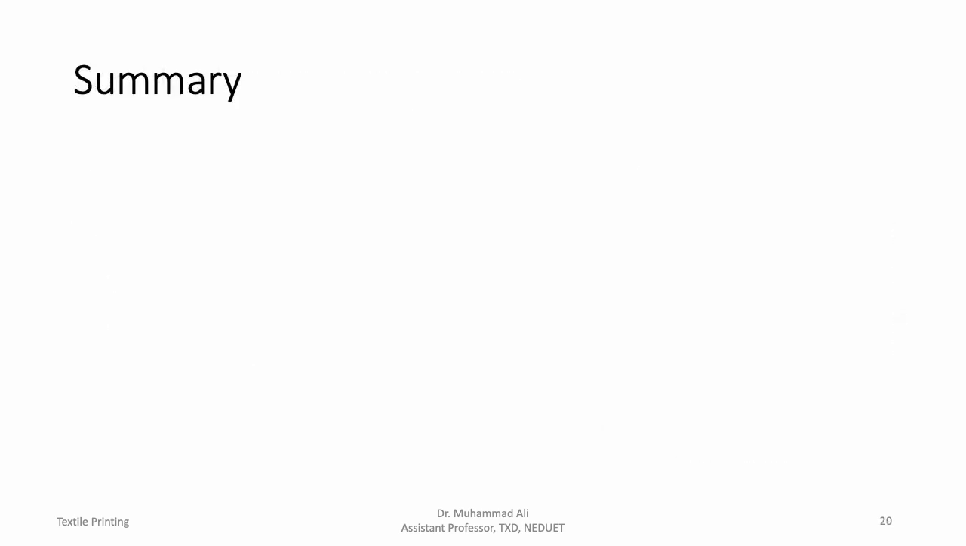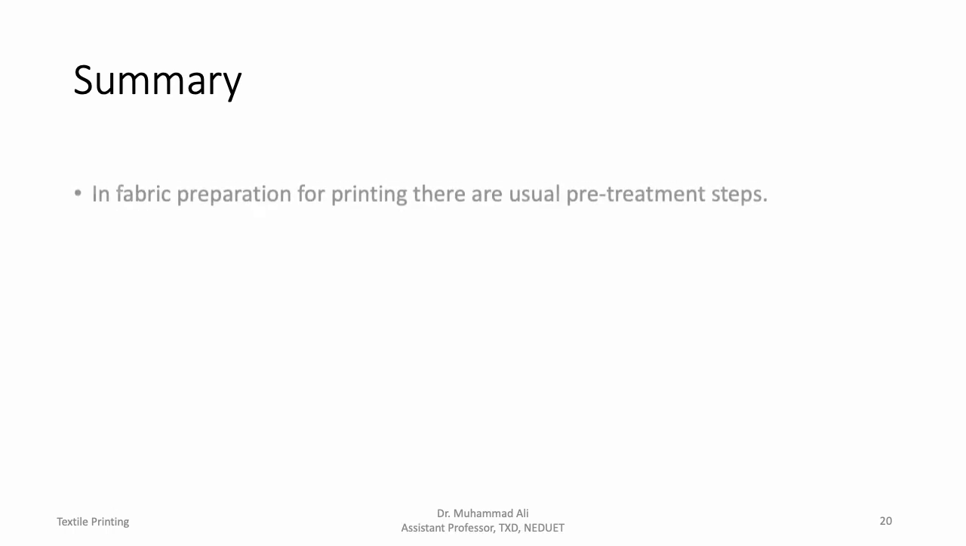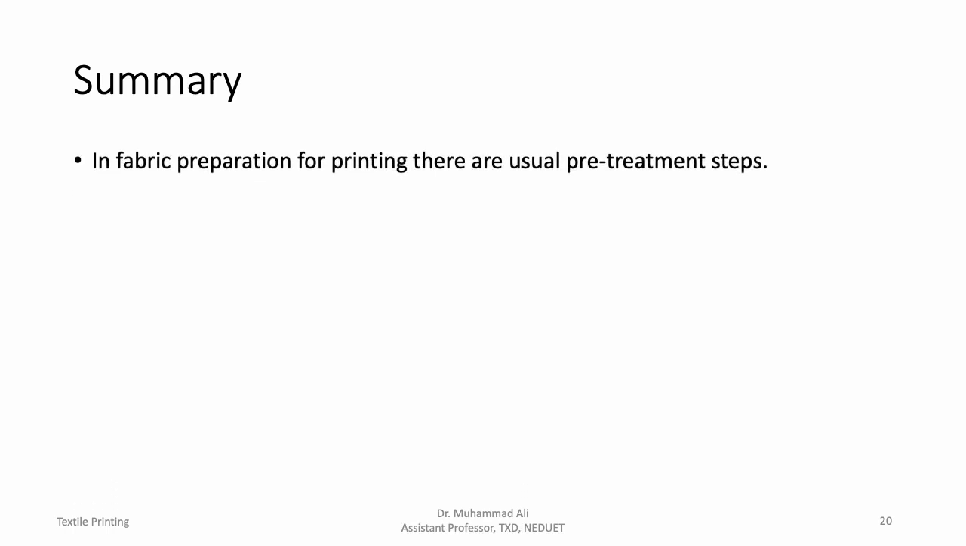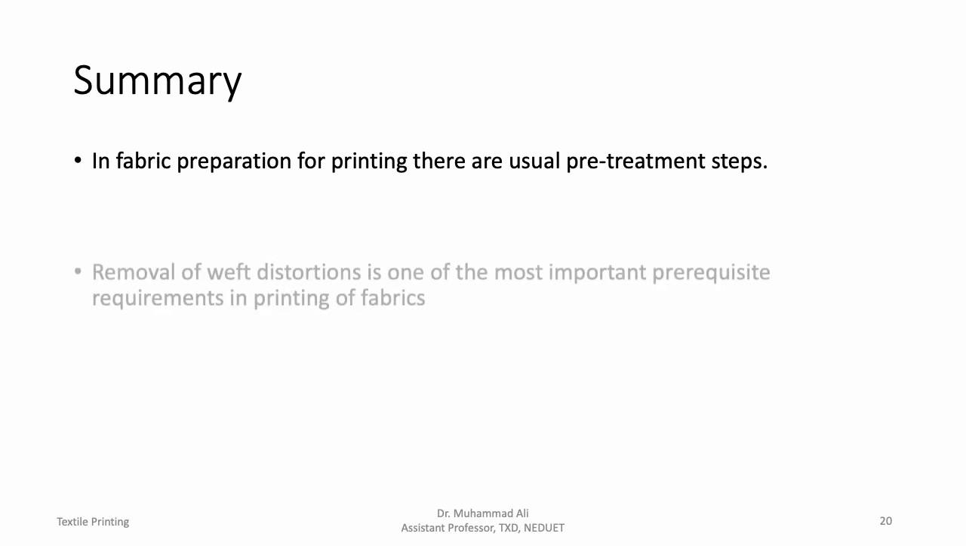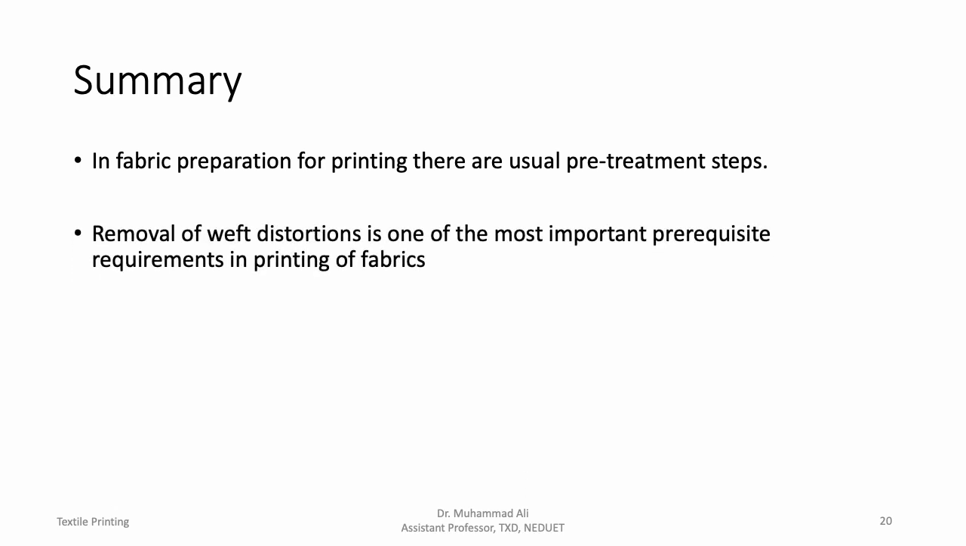Let's now look at a summary of what we have covered in this lecture. So when we want to prepare a fabric for printing, we do have to perform the usual pre-treatment steps such as singeing, desizing, and bleaching, etc. In addition to all these routine and usual pre-treatment processes, we have to remove weft distortions before we print on a fabric. This is because if we print on a fabric which has weft distortions in it, then later on, as we move towards the finished product and we try to remove the weft distortions, we can end up with a fabric which has distorted wefts in it.